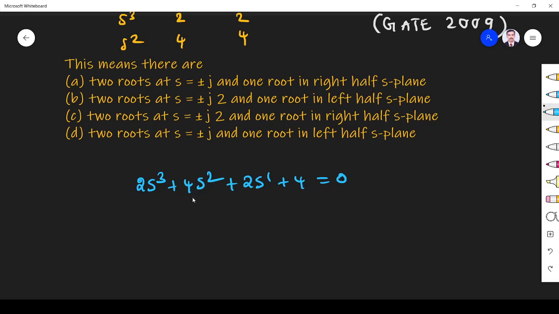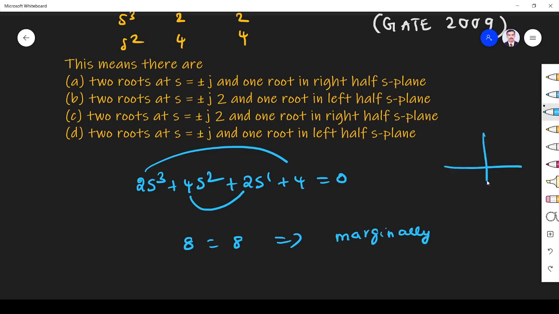So what is the thing? First you find the product of inner terms. So it is 4 into 2, 8. Here also the product of outer coefficients is also 8. So 8 is equal to 8. The product of inner coefficients is equal to the product of outer coefficients, so the system must be marginally stable. Marginally stable means there must be two roots on the imaginary axis of the complex plane. So there must be some poles here like this, right? Then only we can say the system is marginally stable.